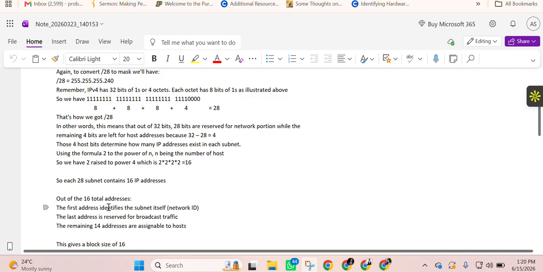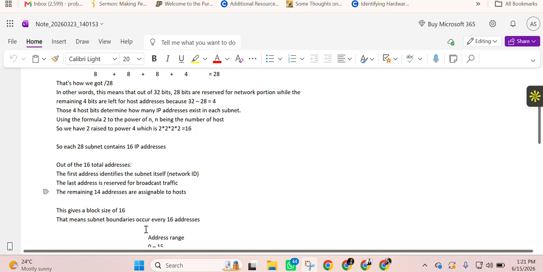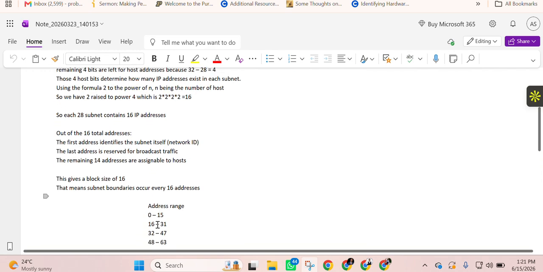Out of the 16 total addresses, the first address identifies the subnet itself, which is the network ID. Remember I said that the subnet mask has 2 portions. The first portion goes for the network address and the second portion goes for the host address, that is the end device's address. The last address is reserved for broadcast traffic, and the remaining 14 addresses are assignable to hosts. This gives us a block size of 16, and that means subnet boundaries occur every 16 addresses.